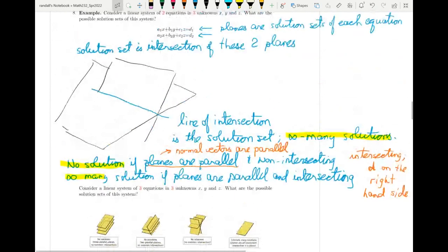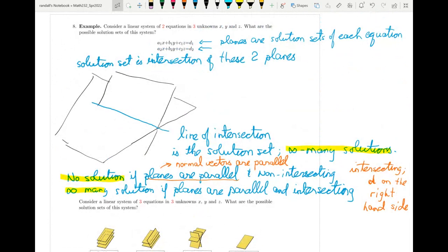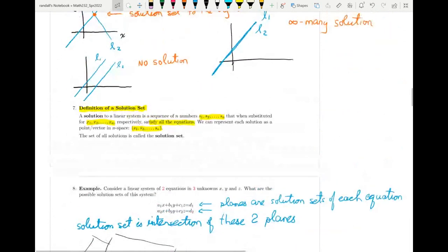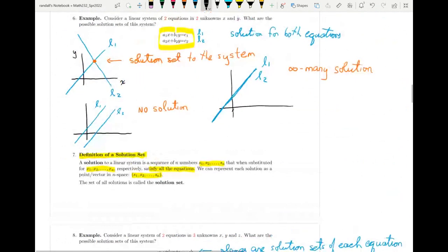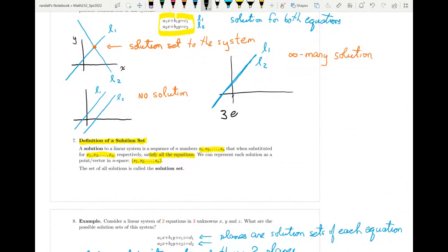Now we're talking about three equations in three variables. Maybe I should go up here and just add another situation. So let's just do this one up here: three equations. What can possibly happen? Three equations in two variables. I'm not going to write them down. I'm just going to write down what you may expect to happen. So there's my axes. If I have three equations in two variables, I'm going to sketch the solution sets of each equation. That is three lines.